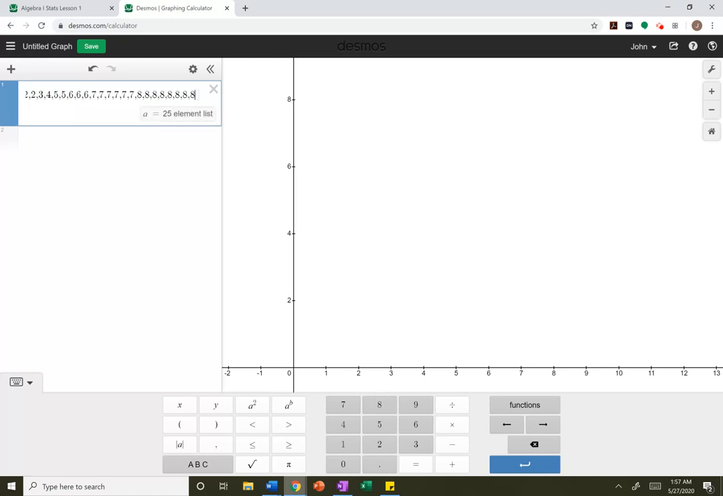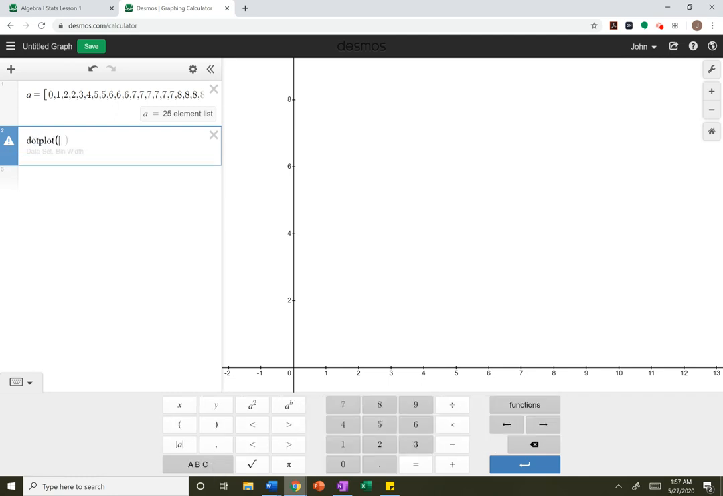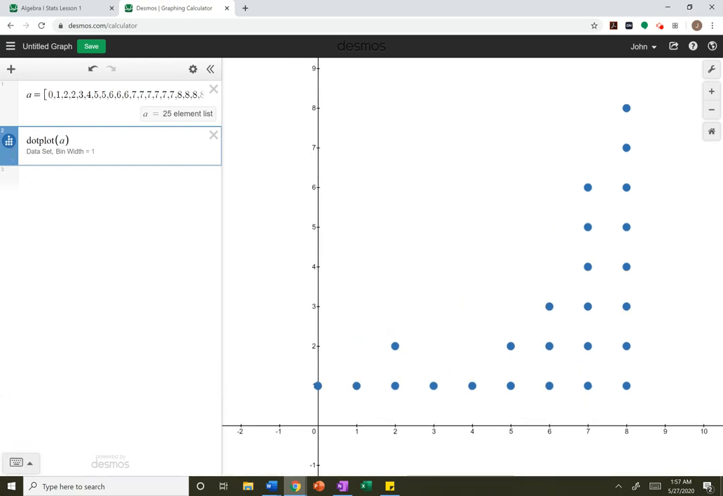And notice it says I have 25 elements in this list, which makes sense because they asked 25 people. So create a dot plot. Watch this. I'm just going to type in dot plot, parentheses. What am I making the dot plot of? Of A. And then I hit the little plus sign here to make it zoom in nicely. There we go.